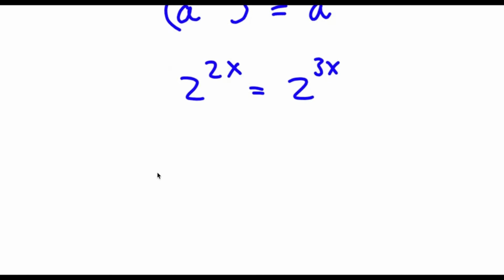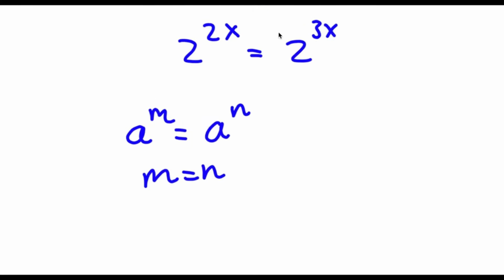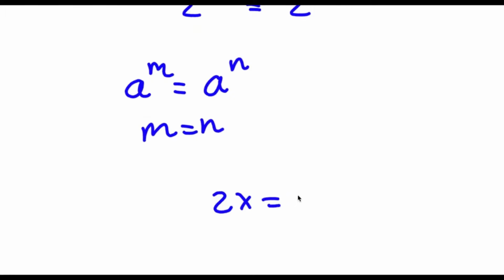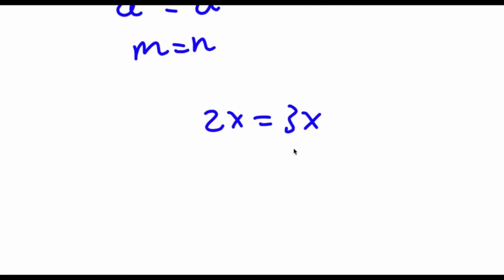Now, if I have something in the form a to the power of m is equal to a to the power of n, then this means that m is equal to n. So in this case, 2x is equal to 3x. Now, to solve this, I'm first going to subtract both sides by 3x.